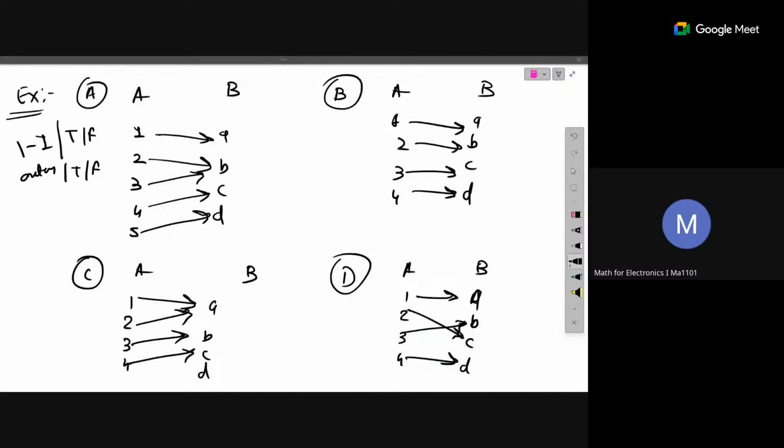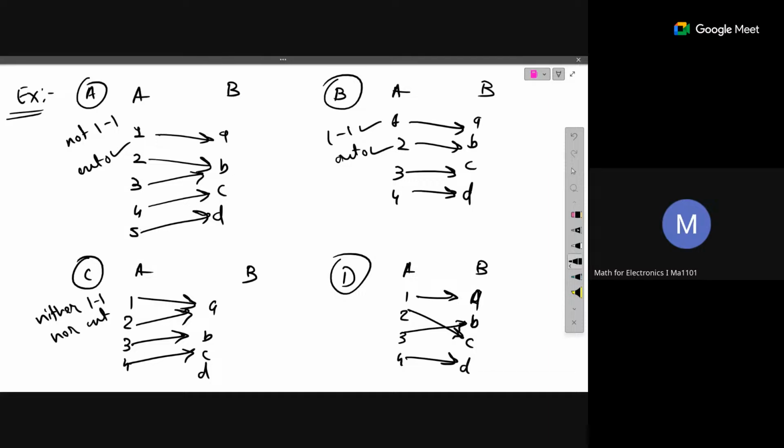At least you guys can write yes or no. Yeah, it's both 1-1 and onto. Correct. So we simply say by this correspondence, the first one is not 1-1, but it is onto. The second one is also not 1-1, but it is onto. The third one is both 1-1 and onto. The fourth one is neither 1-1 nor onto. And the fifth one is both 1-1 and onto.